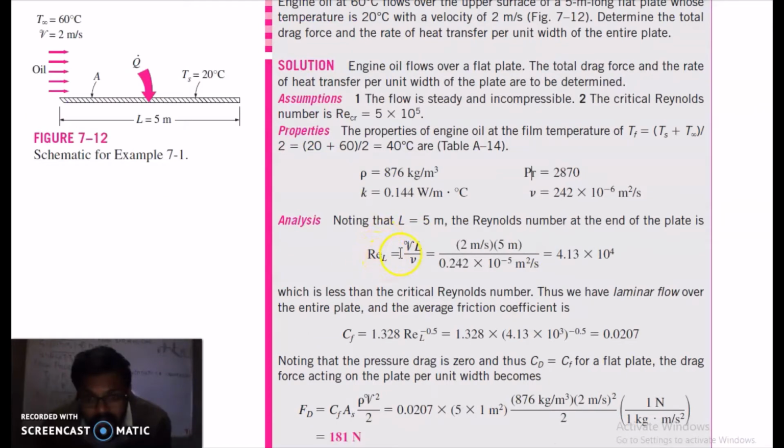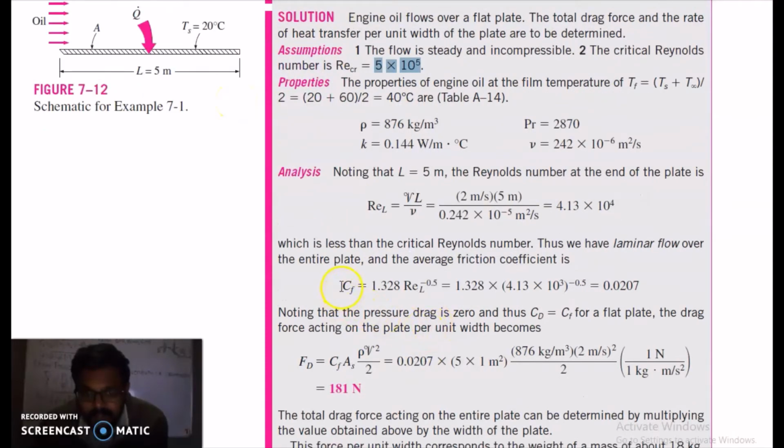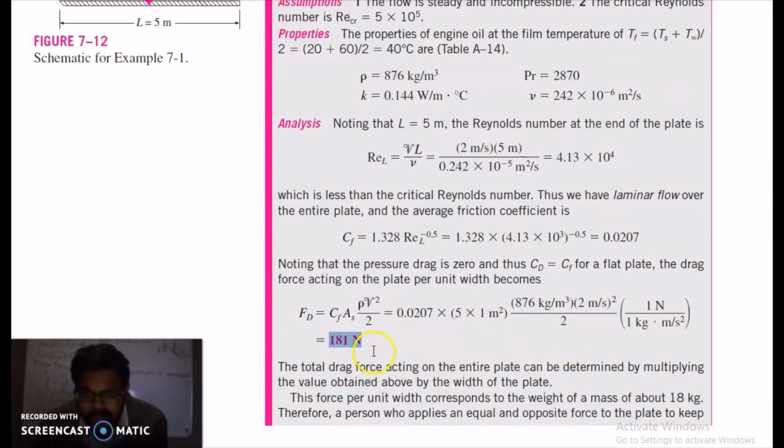Reynolds number is equal to VL upon nu. We will find the Reynolds number at the end of the plate, which is found to be this. Now this Reynolds number is less than the critical Reynolds number. It means your flow over the plate is laminar even at the end of the plate. So we will consider the equations for laminar flow. The average friction coefficient for laminar flow is given by this formula, and the force is equal to the average friction coefficient times area times density times V square by 2, which is 181 Newton, which is equivalent to 18 kg of mass.